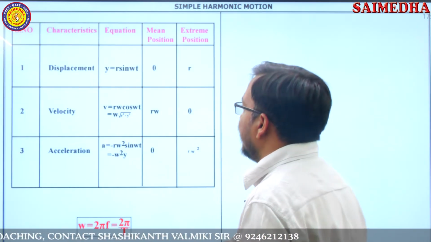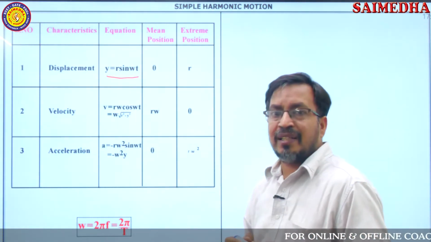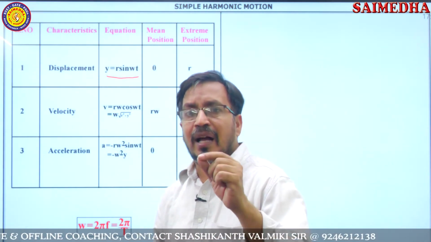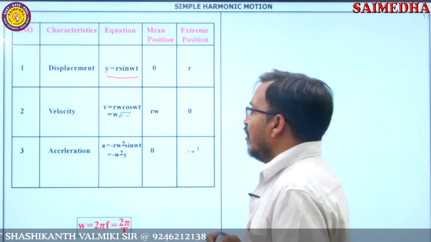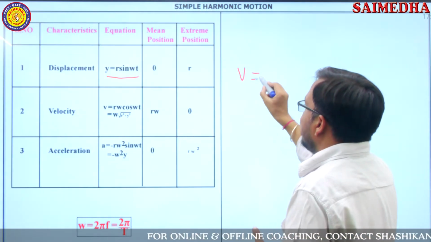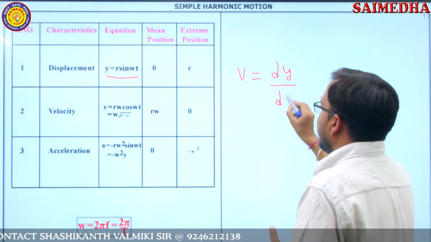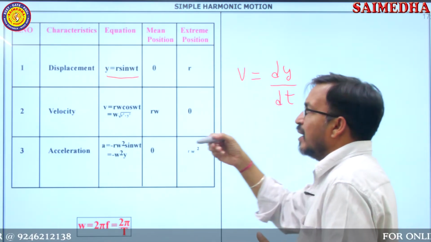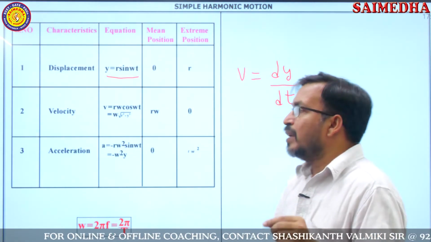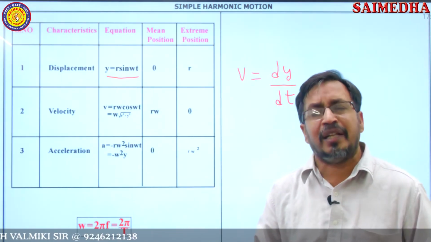Here the displacement equation is y equals r sin omega t. What is the displacement equation? y equals r sin omega t. What is r? Amplitude. Similarly, the velocity equation. Velocity is the derivative of displacement, that is dy by dt. If you differentiate this displacement equation with respect to time, what is the velocity equation? That is r omega cos omega t.